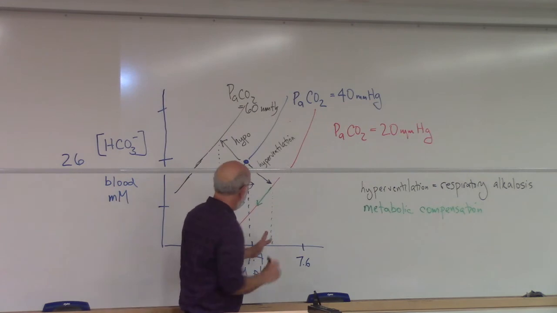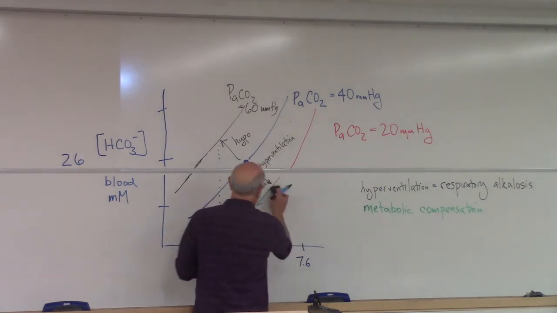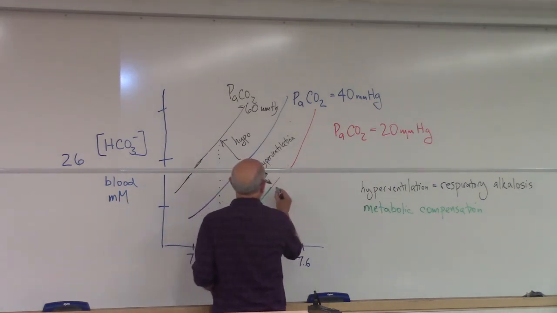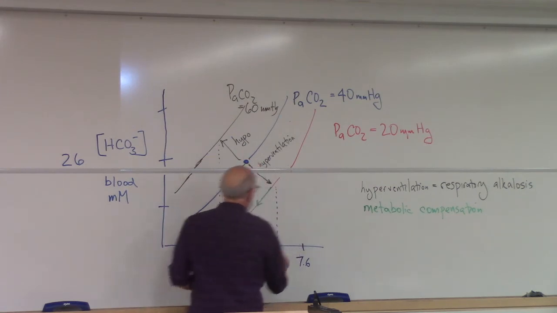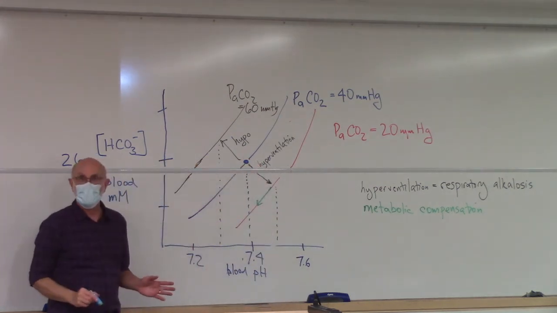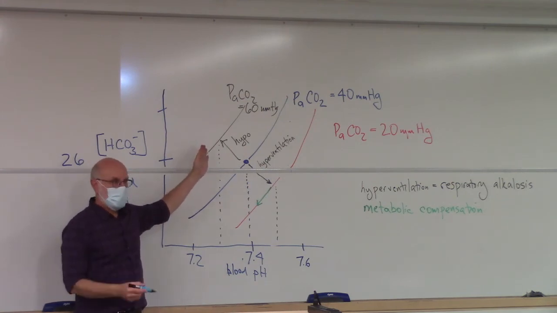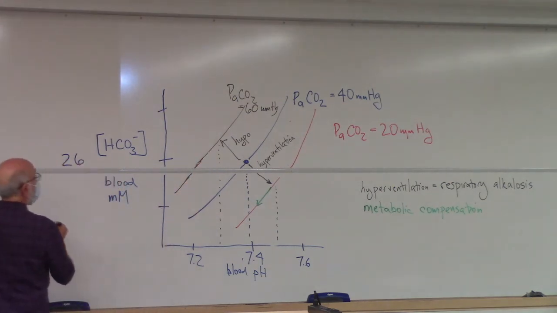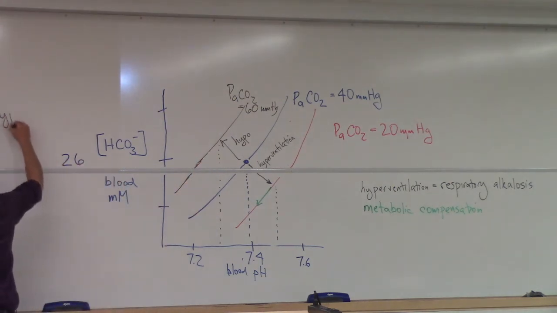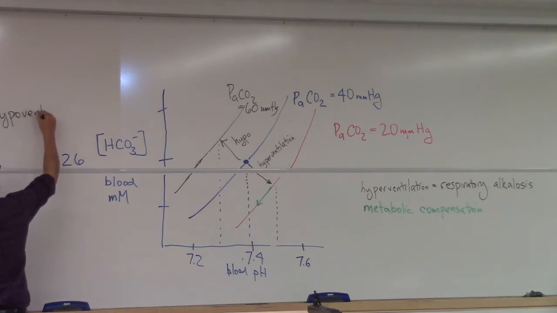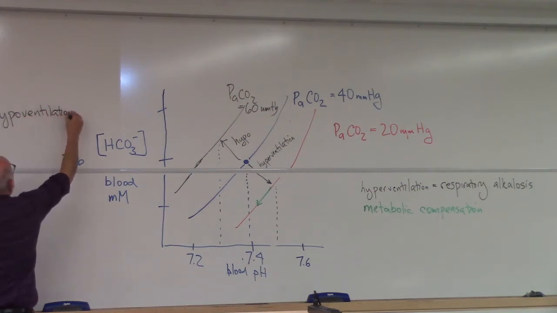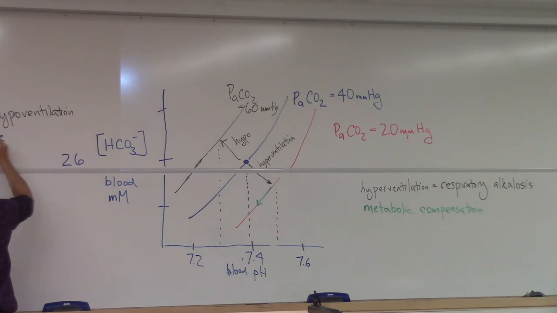If hyperventilation is called respiratory alkalosis, what is hypoventilation called? Respiratory acidosis. So hypoventilation is also called respiratory acidosis.